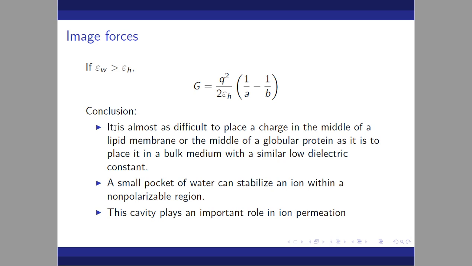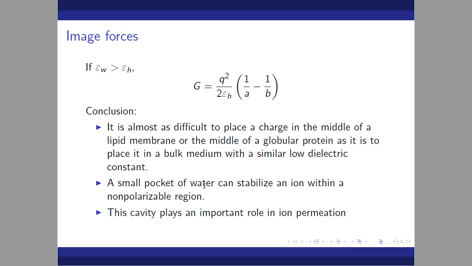So the conclusion is that it is almost as difficult to place a charge in the middle of a lipid membrane or the middle of a globular protein as it is to place it in a bulk medium with a similarly low dielectric constant. Here you see that the potential energy is too high, so it will be difficult for the ion to move into this globular protein.